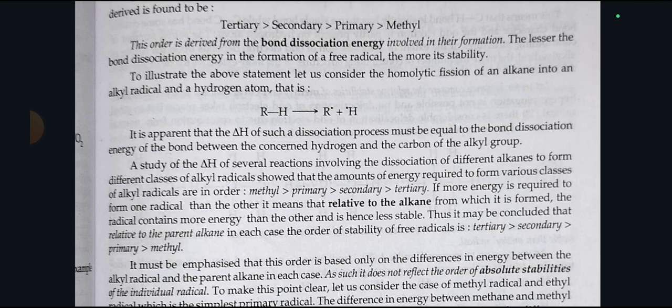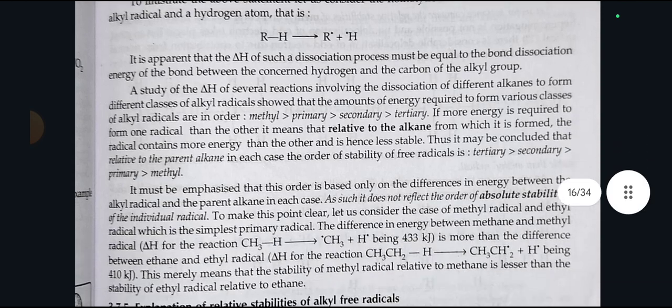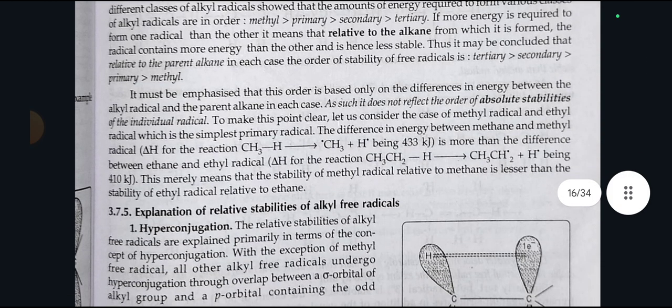Thus, it may be concluded that relative to the parent alkane, in each case the order of stability of free radicals is tertiary, secondary, primary, methyl. It must be emphasized that this order is based only on the difference in energy between the alkyl radicals and the parent alkane in each case. As such, it does not reflect the order of absolute stabilities of the individual radicals.